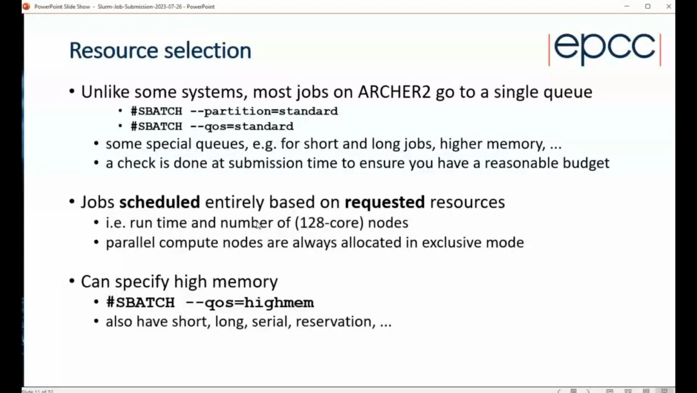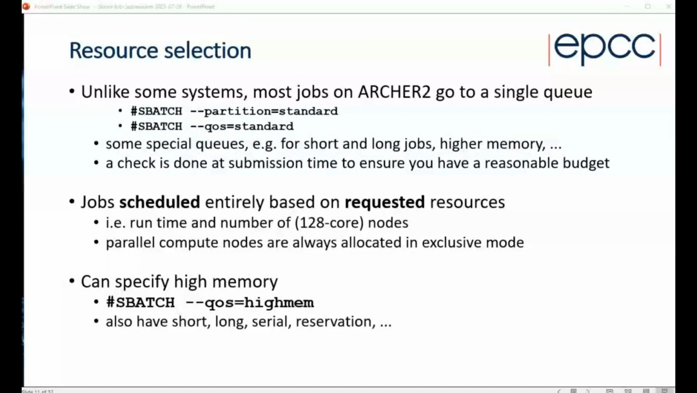So the job is scheduled based on two parameters: the runtime and the number of nodes, which are 128 cores on ARCHER2, because parallel compute jobs are always allocated in exclusive mode. So that's all it needs to know. You can specify things like high memory, which is QoS equals highmem, or you can have short, long, serial, reservation for short job, long job, serial jobs. And you may have set up a reservation, which is reserved nodes. But the ones that I use all the time are partition equals standard and QoS equals standard, or QoS equals short for short jobs.